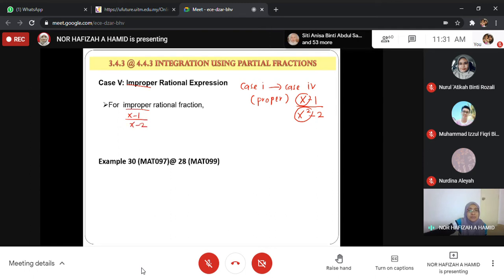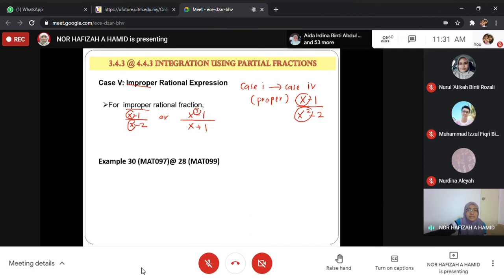Ini pun consider as improper. So degree dia equal, or degree for the denominator is less than degree for the numerator. Contoh kita ada x minus 1, sini x cube minus 1 over dengan x plus 1. So ini kita consider as improper lah. So degree atas ni lagi besar compare to the denominator. Okay. So ni example of the improper.